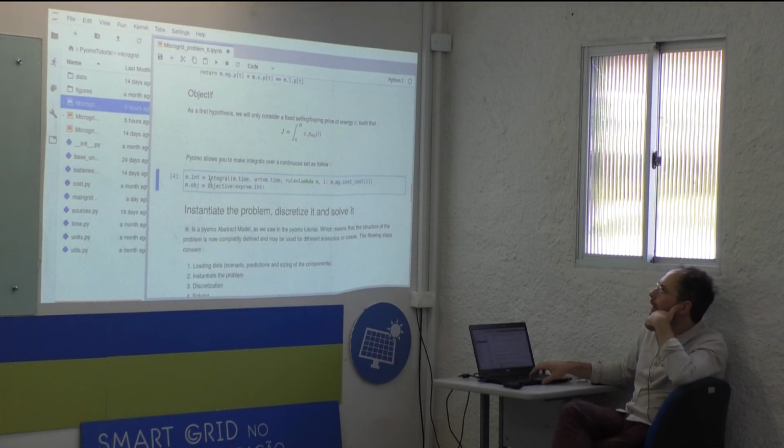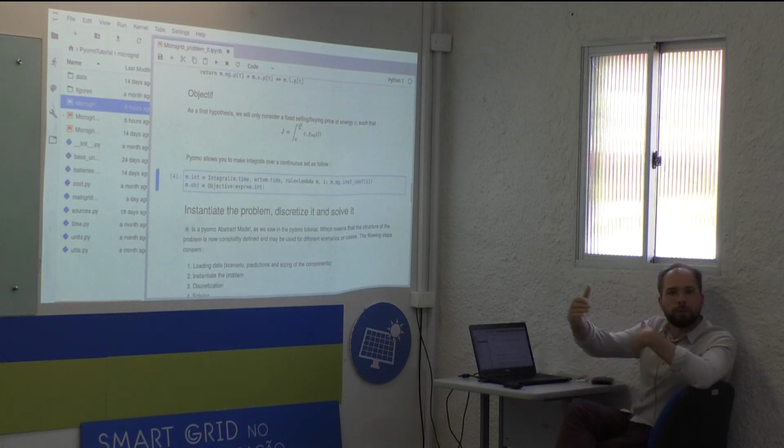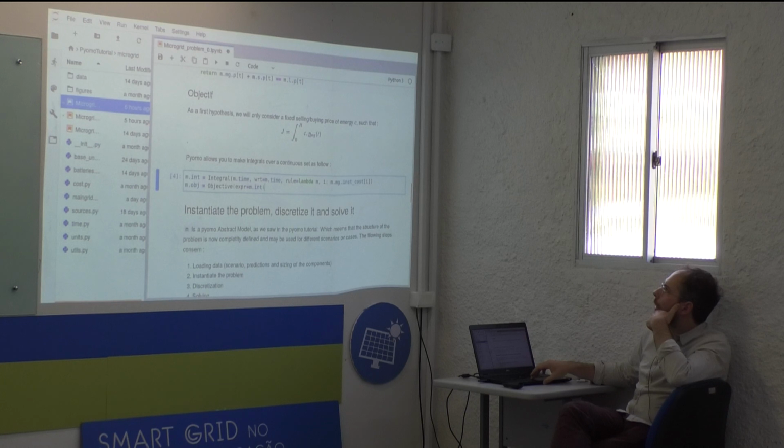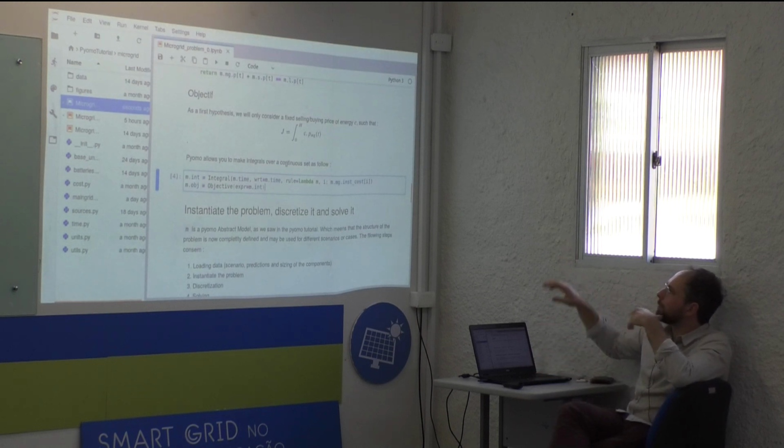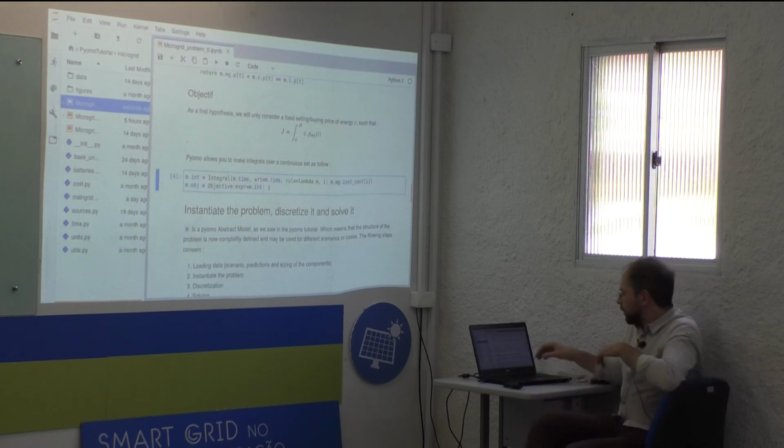So it's only an integral expression, the objective: the integral from 0 to the end of the horizon of the cost of energy multiplied by the power I'm buying from the grid. Here you can see that the cost is constant. We can create a dynamic cost if we want, but here it's a simple example.